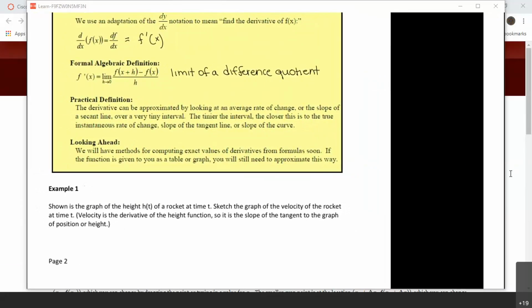The function that describes its height is called h of t. So that tells you h of t, the height, is your output. t, time since it was launched, is your input. It says we're going to show the graph of the height, and sketch the graph of the velocity. Now velocity is the derivative, it's the rate of change.